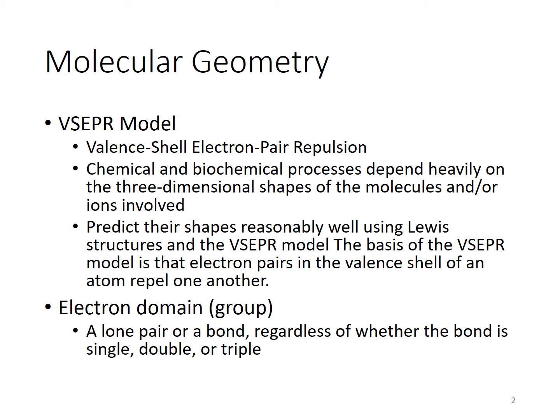So when we talk about electron domains or electron geometries, we're really just concerned about how many groups are off of the central atom, and it does not matter whether it's a lone pair or some sort of atom which would have a chemical bond associated with it.